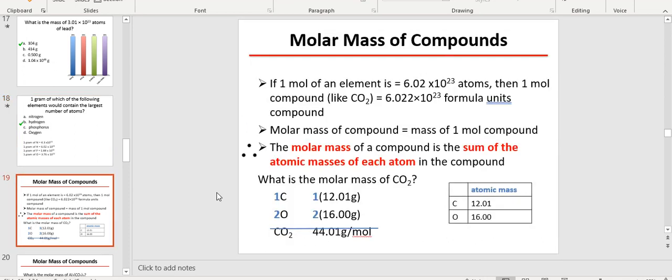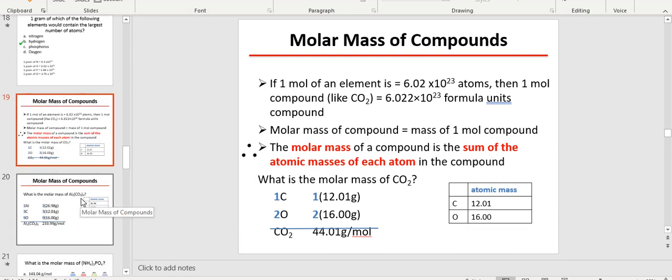What about for compounds? Like look at CO2. How would you figure out the molar mass of CO2? Well, probably you've already figured it out. You just add up the molar mass of each one of these. So you see carbon. How many carbons are there? There's 1 of them, and it has a molar mass of 12. Oxygen has a molar mass of 16, but there are 2 of them. So that'll be 32. All right, and you add them all up and you get 44. This is the molar mass of a compound.